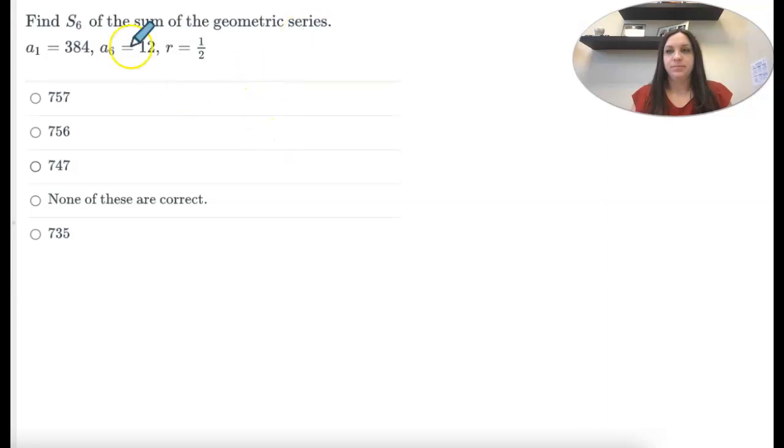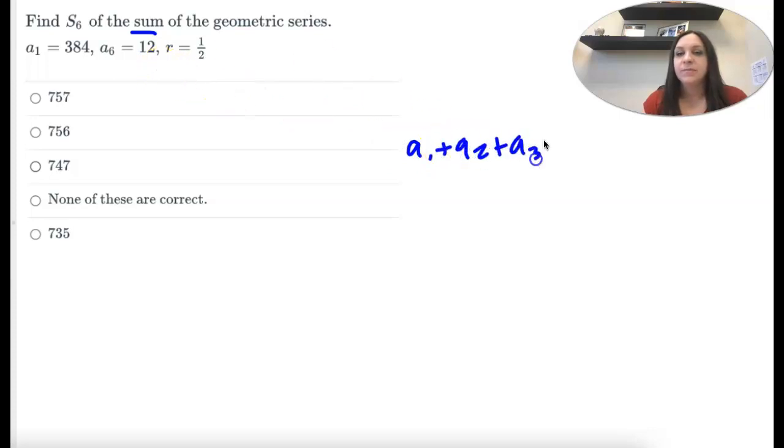So this section, we're finding the sum of a geometric sequence. In the last section we just wrote the sequence out. This time we're going to add up all the terms. That's what a sum means. So you could find all 6 terms and add them up. That's one way to do it.